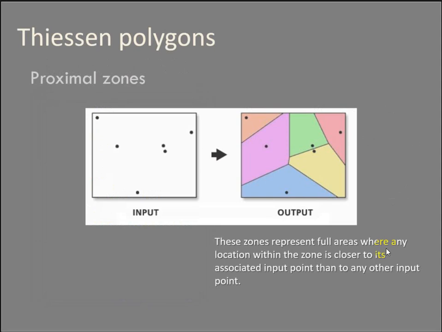These Thiessen polygons are similar to the Voronoi polygons that I talked about in week 1. These zones represent areas where any location within the polygon or the zone is the closest to the point that's in your input. So you'd be inputting a set of points. The output would be polygons that define where on the landscape each point is the closest. So anywhere in this green polygon, this point is the closest one.